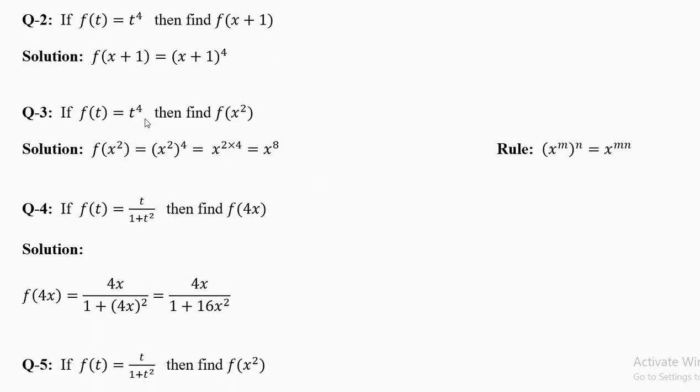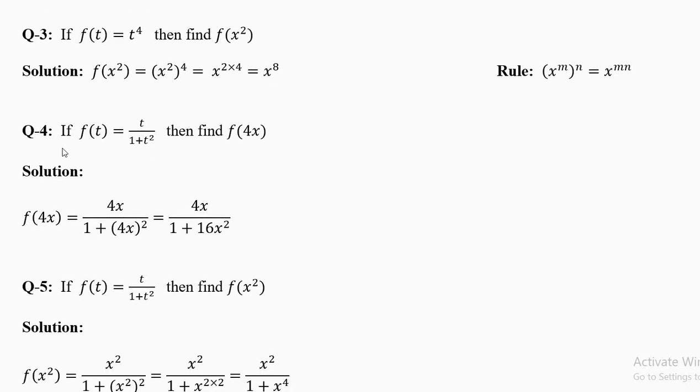Now f of t equal to t power 4. Find f of x square. Now f of x square will be, wherever t is there, put x square with a bracket, because x square is a compound expression. Now x power 2 whole power 4 will be 2 into 4, equal to x power 8. What is the rule? The rule is x power m whole power n is x power m into n. We do not write multiplication, it is understood. M into n. So here you have 2 into 4 equal to 8.